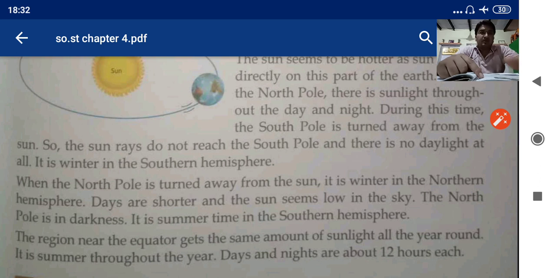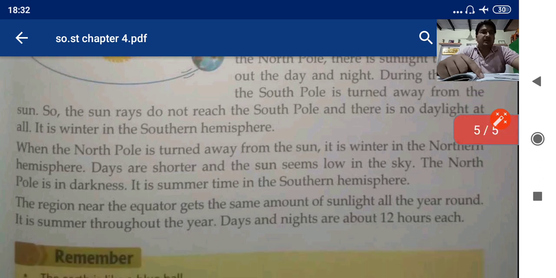Now when the north pole is turned away from the sun, it is winter in the northern hemisphere. Days are shorter and sun seems to be low in the sky. The north pole is in darkness now, and at this time southern hemisphere faces summer season.